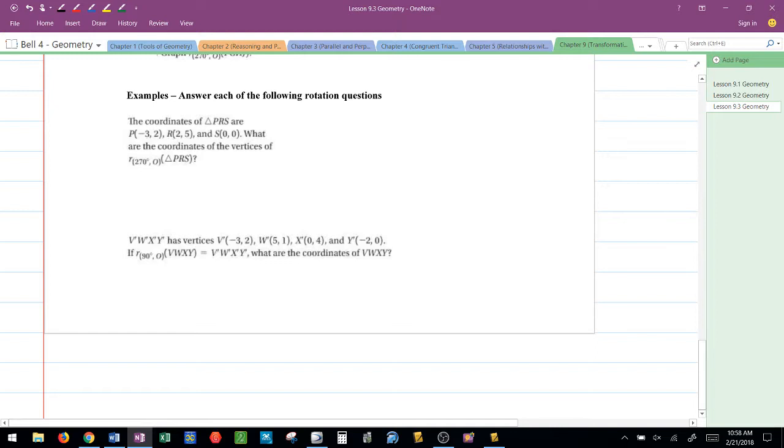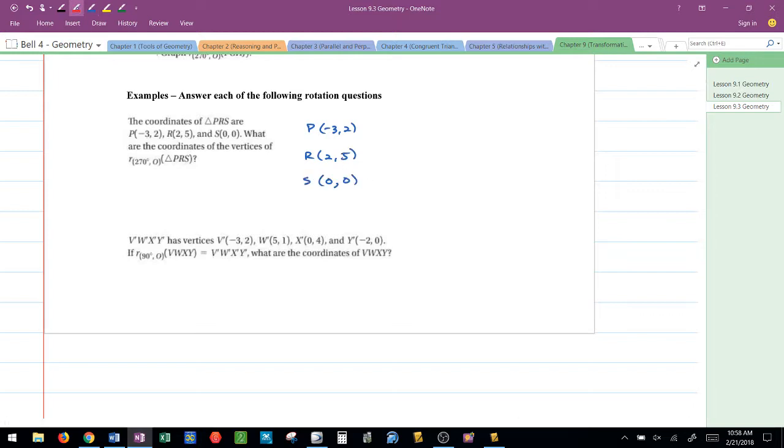Okay, so the last thing we got to do, it says the coordinates of triangle PRS are as they state. What are the coordinates of the vertices of a rotation of 270 around the origin of that triangle? So I like to do it like this. I just write them out. P is negative 3, 2. R is 2, 5. S is 0, 0.